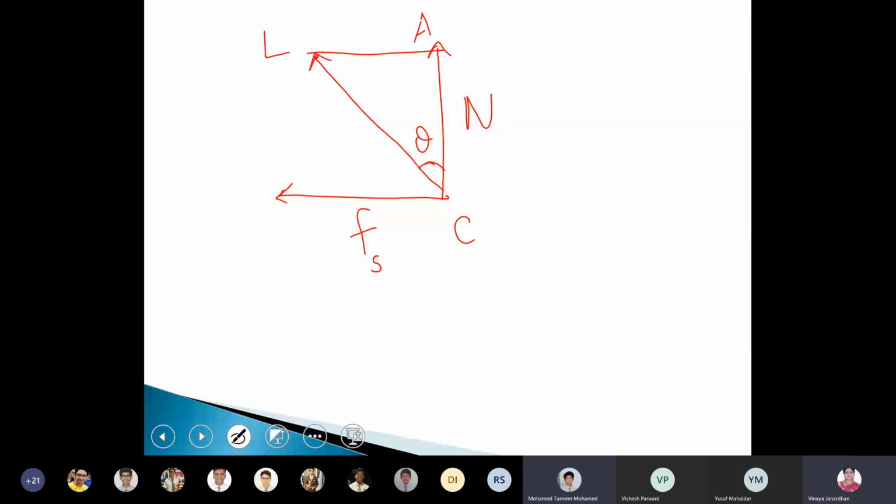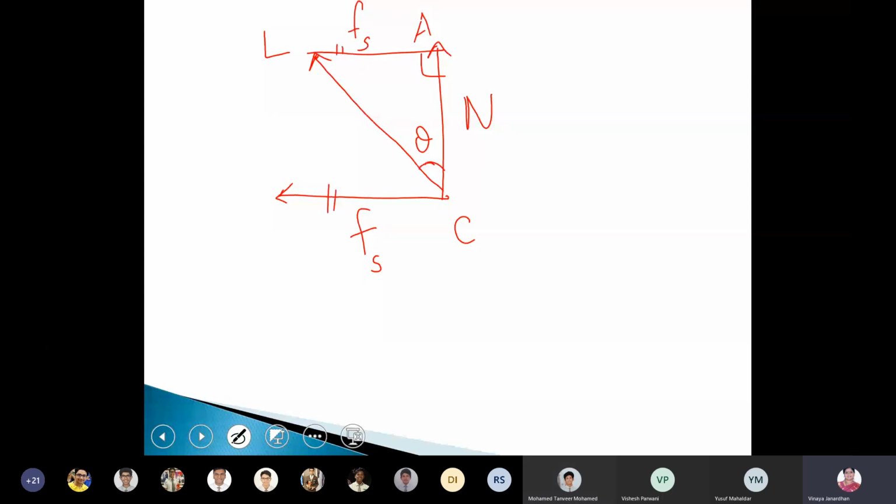Just check what I'm doing. Was this point C, boys? Someone can just check. Okay, then this point is L. Then this angle was theta, correct? And this value was frictional force. Let me take static frictional force as Fs, correct? This was the normal reaction. So now this side AL has a value of the static frictional force.